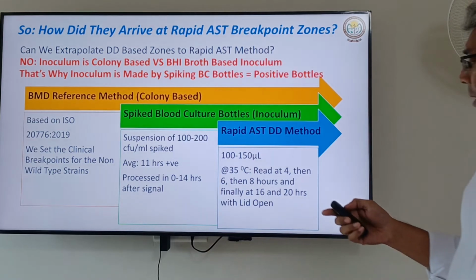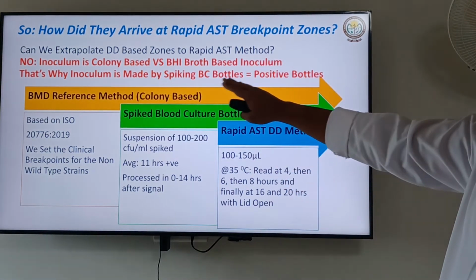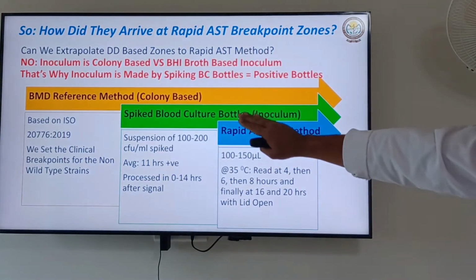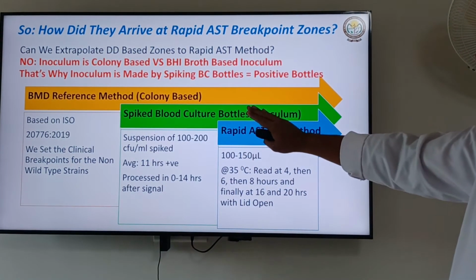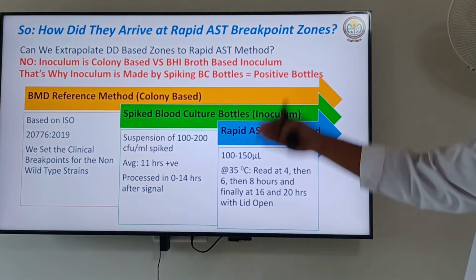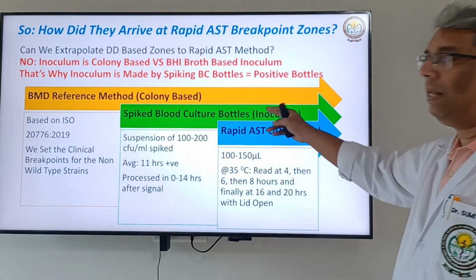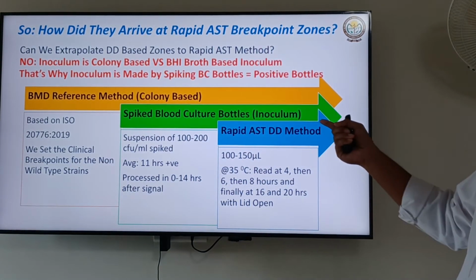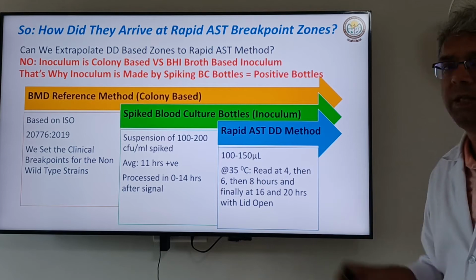So what they did was, broth microdilution is a reference method that is colony based. We all know that, we discussed that, based on ISO 20776. We set the clinical breakpoint for the non-wild type strains. Then in this, they spike the blood culture bottles and make the inoculum. So they take a suspension of around 100-200 CFU per ml and spike the blood culture bottle.